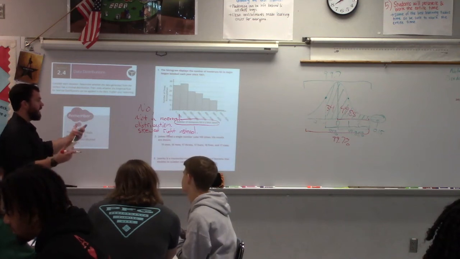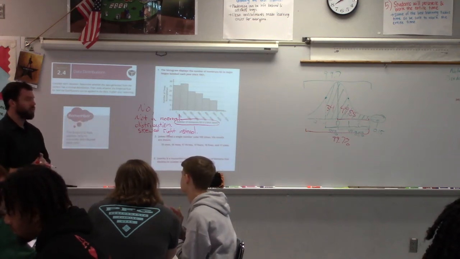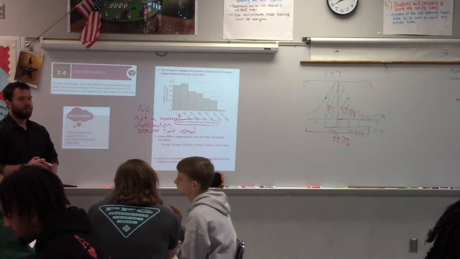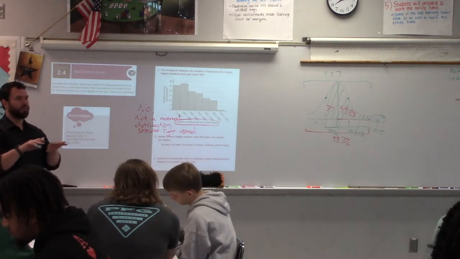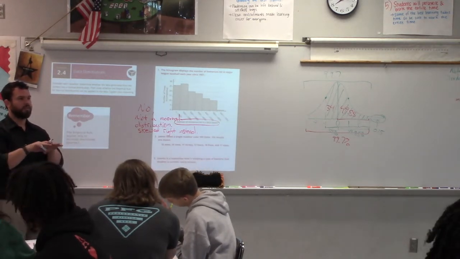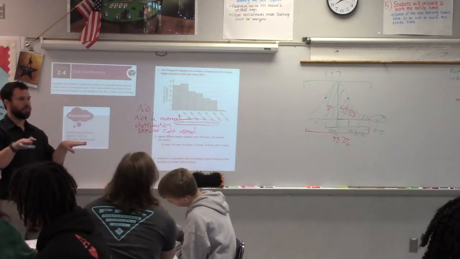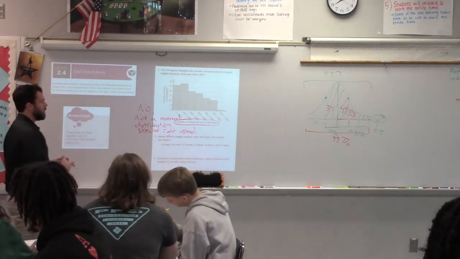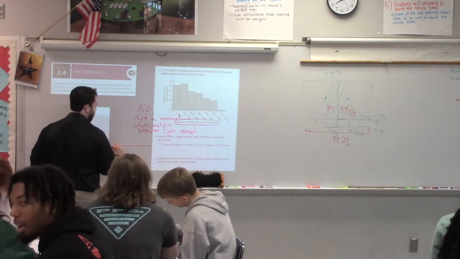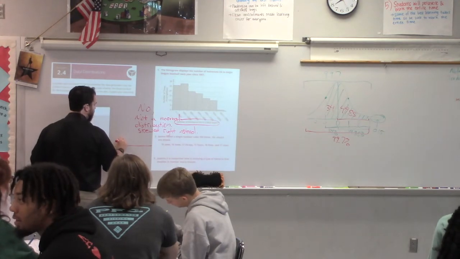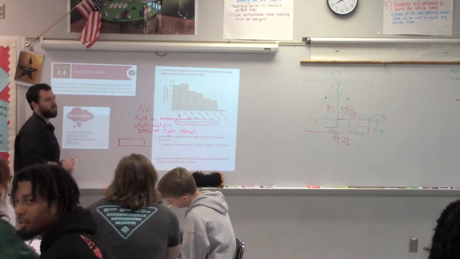Right, we've got this idea now, it has to be normal. Does that look roughly normal to you? No. They're almost all the same. Does anyone know what we would call that? Symmetrical, might be symmetrical, but if you were to graph this, it would look all the same across. That'd be a uniform distribution.